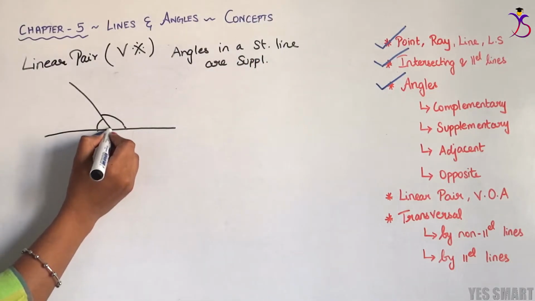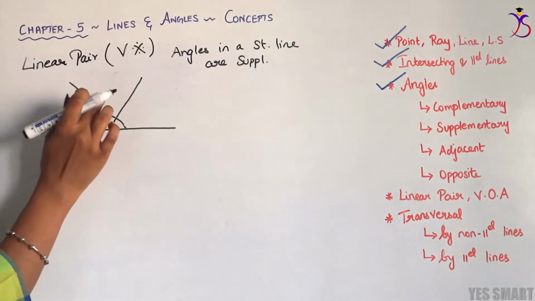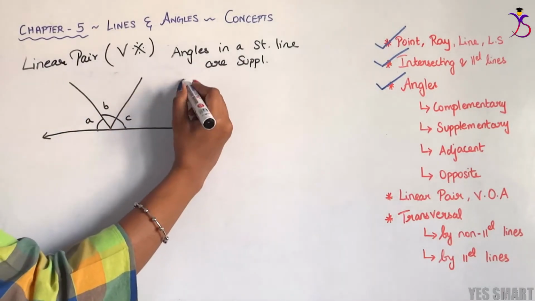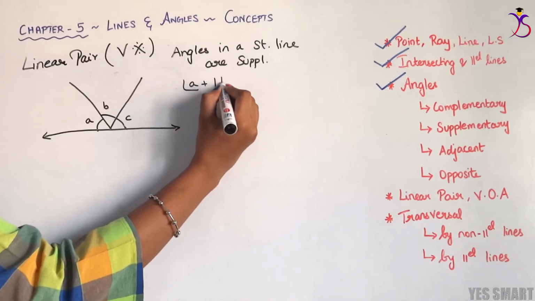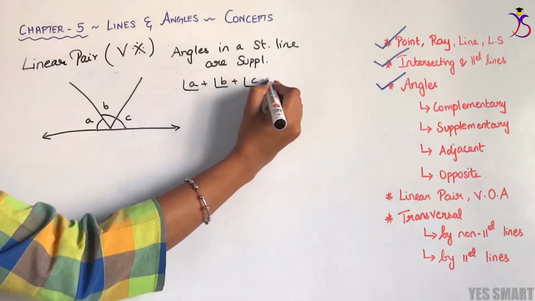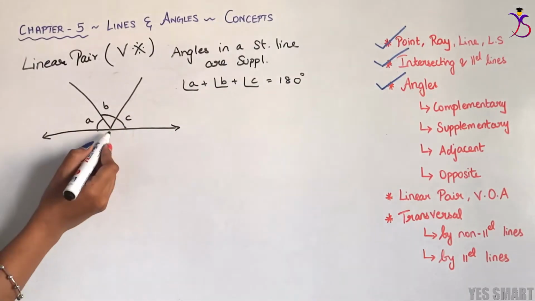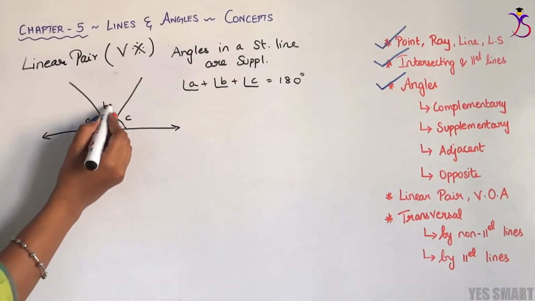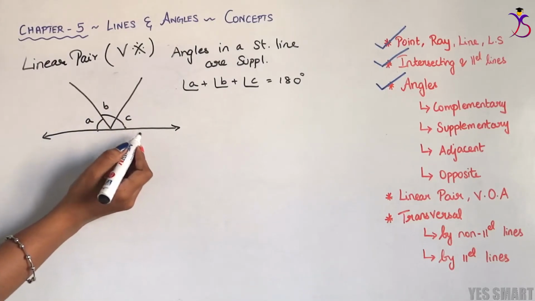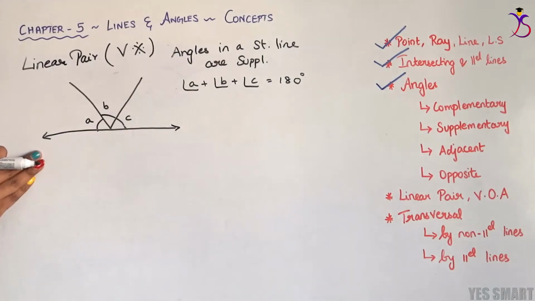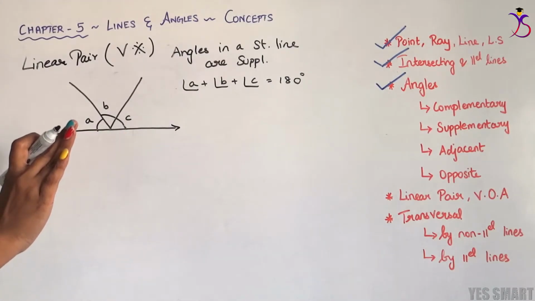It doesn't mean that only two angles should be there. It can be three angles as well. That is, angle A plus angle B plus angle C equals 180 degrees, because these three angles lie on a straight line. So as we discussed, the sum of all the angles on a straight line gives us 180 degrees.